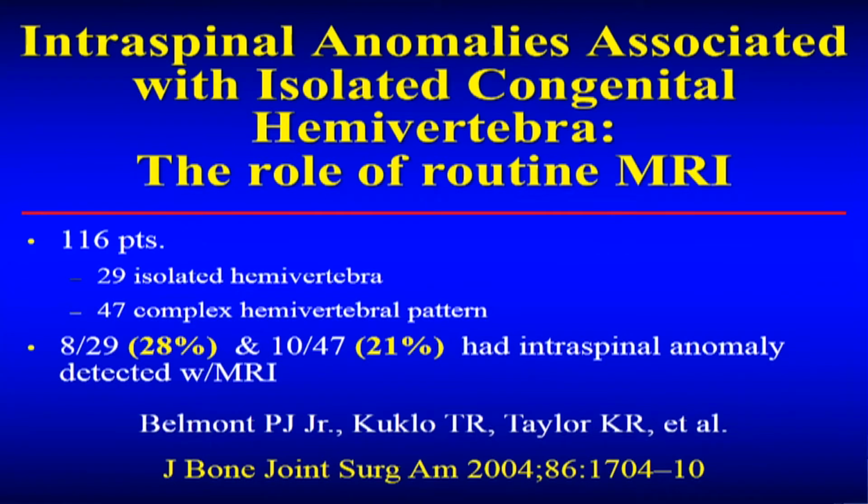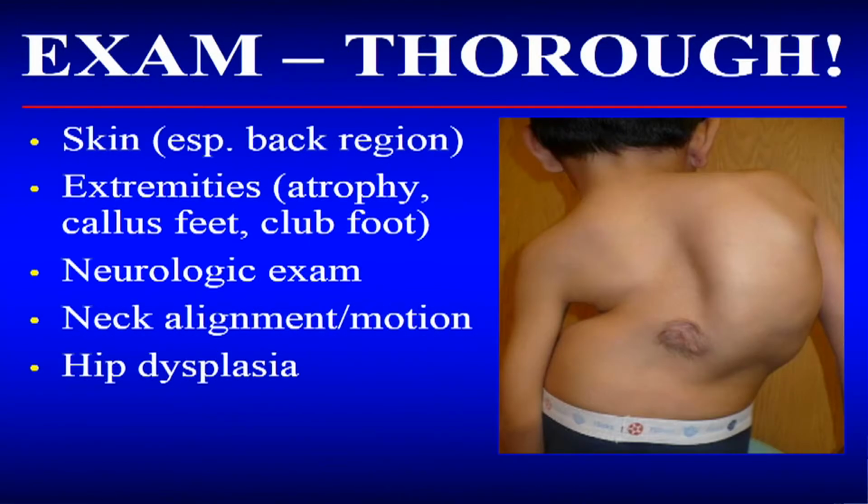A recent study looking at a very large series of congenital hemivertebra found that 28% of isolated and 21% of complex hemivertebra patients had intraspinal anomalies detected on MRI evaluation.